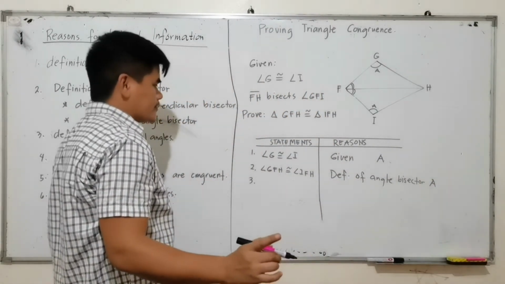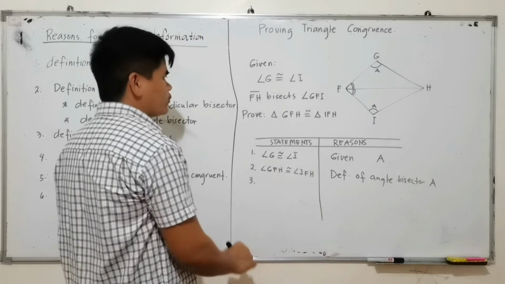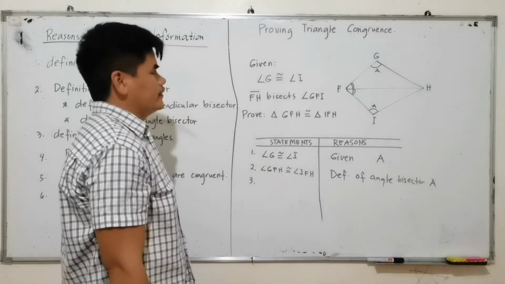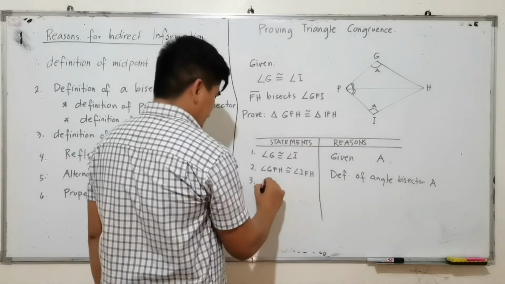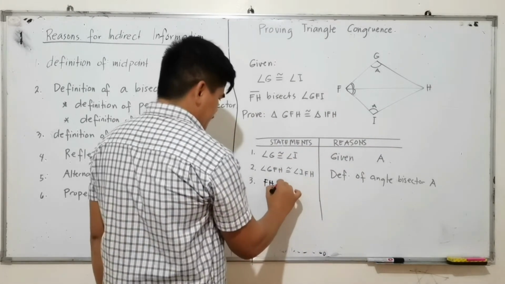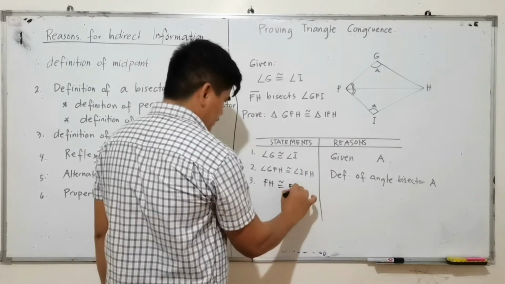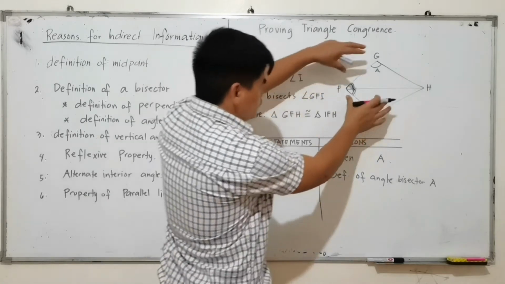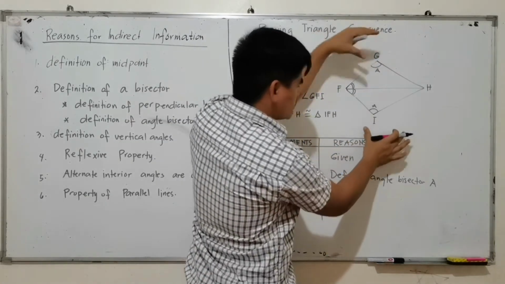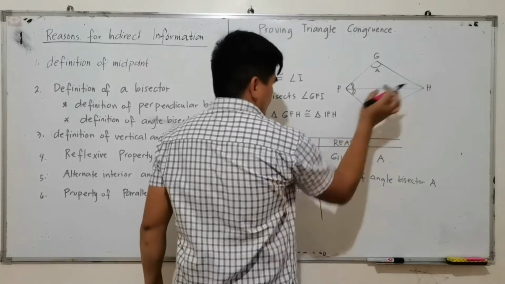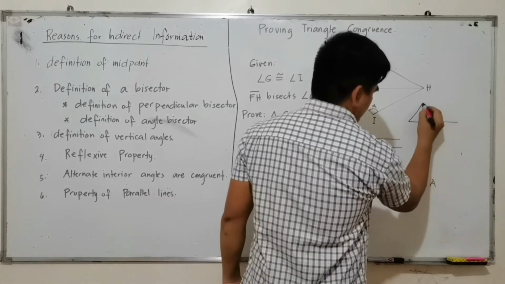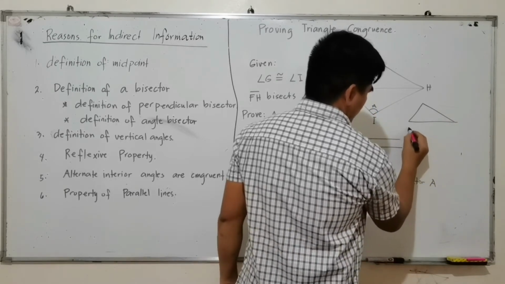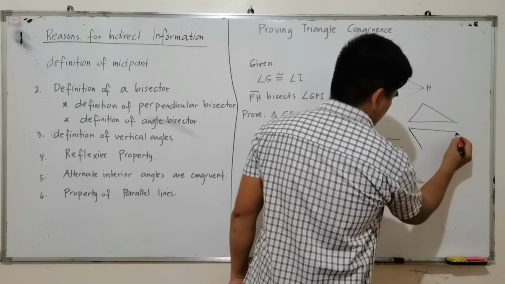What we need is one side. What is that one side? Okay, so very clear that that side is FH, right? FH is congruent with FH. If we are going to separate these two triangles, they have a common side, FH. Maybe the triangle will look like this, okay? The other triangle will look like this.